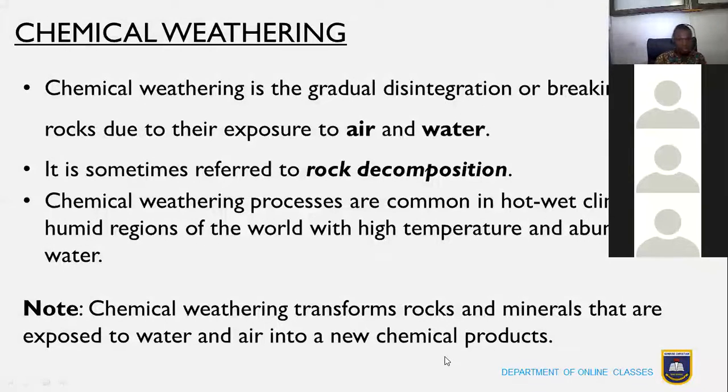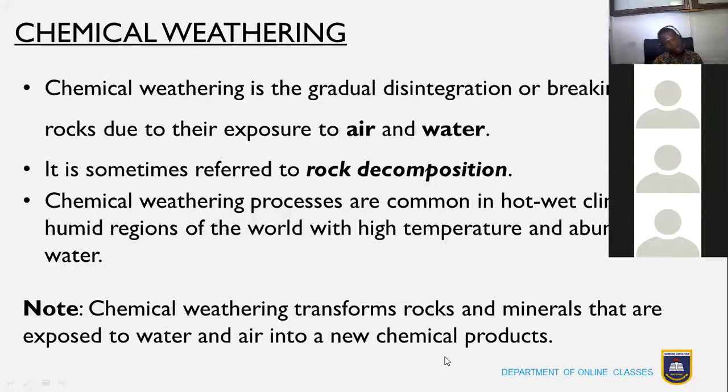All right, let's continue. So in regions where there is abundant water supply and then high temperature, then we have the process of chemical weathering taking place in these regions. We have the chemical weathering processes occurring in these regions.